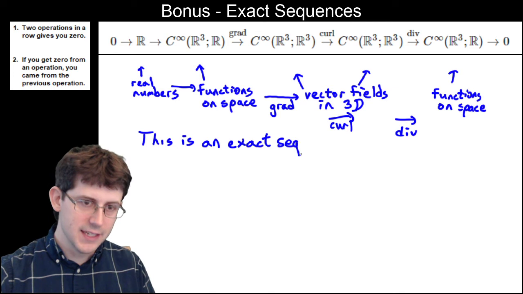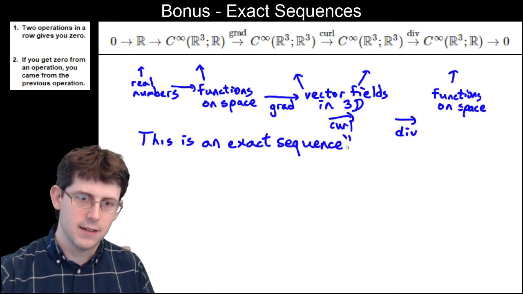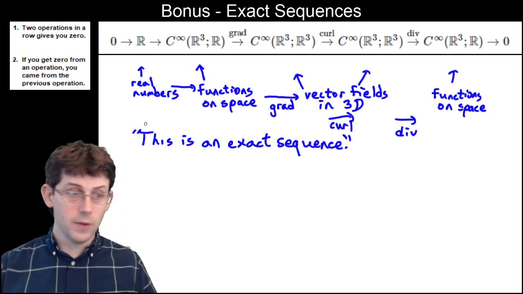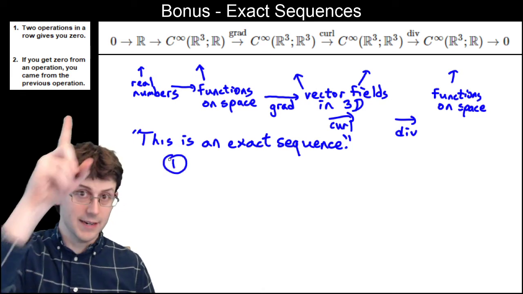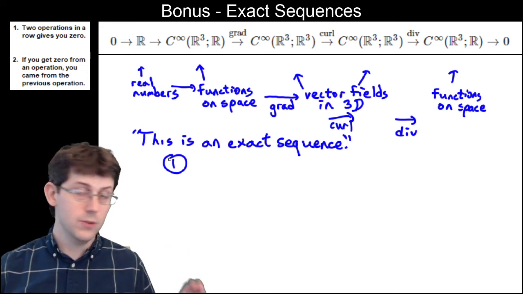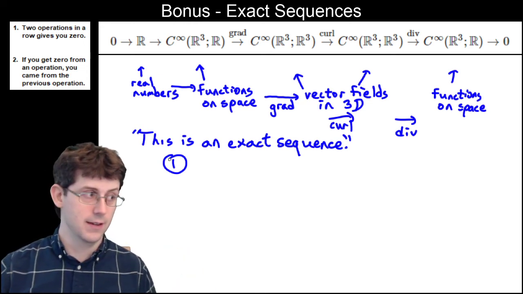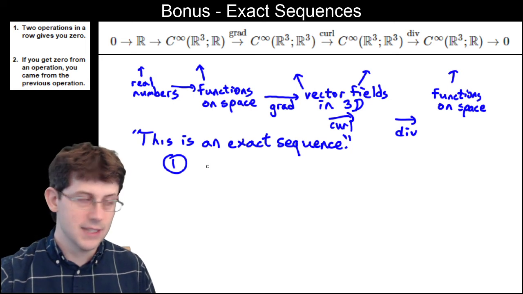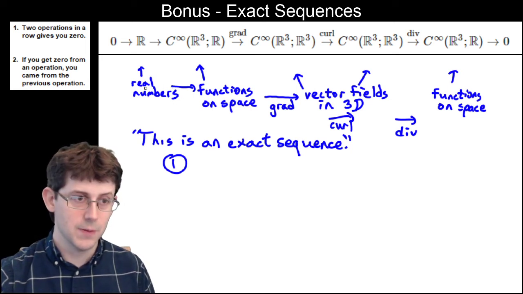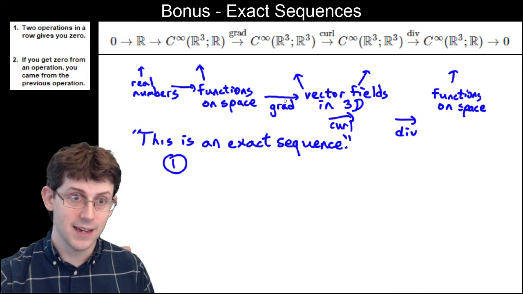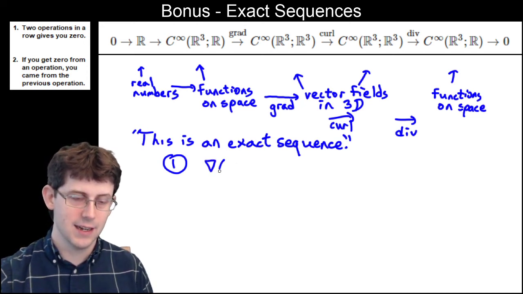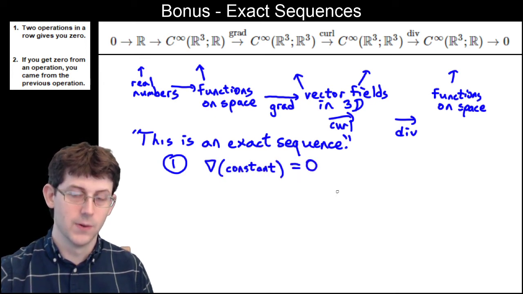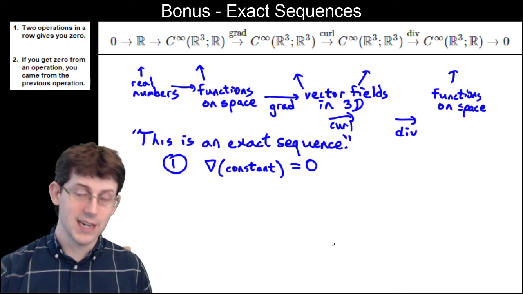When you say this is an exact sequence, you're saying a whole bunch of crazy stuff. In particular, if you just look at requirement number 1, it says that if you ever take 2 operations in a row, you get 0. Well, what does that mean? It means, for the first one, if you take a real number and take the gradient of that real number, you get 0. So that says the gradient of a constant function is 0. That's true.